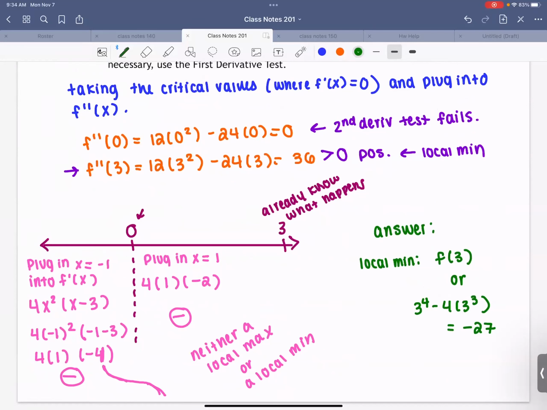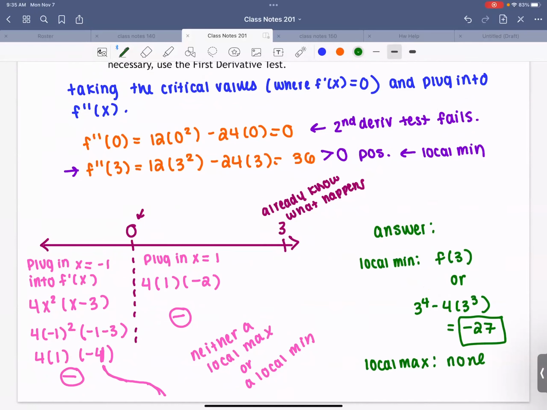WebAssign probably won't take f of 3. I think it would kind of freak out by that. But what I would type in is -27 as my answer. Okay. As for our local max, looks like we don't have any, right? So there's no local maxes. Gosh, none.